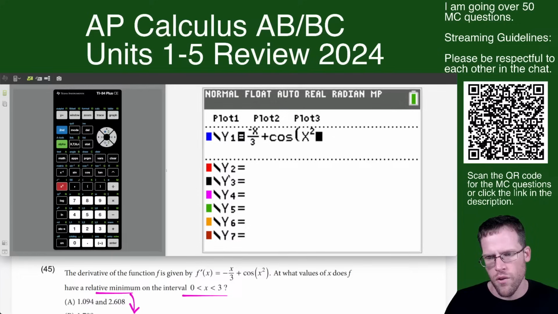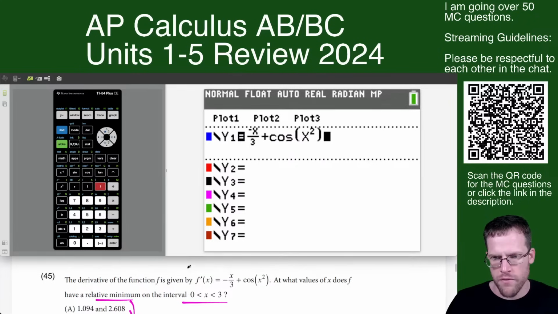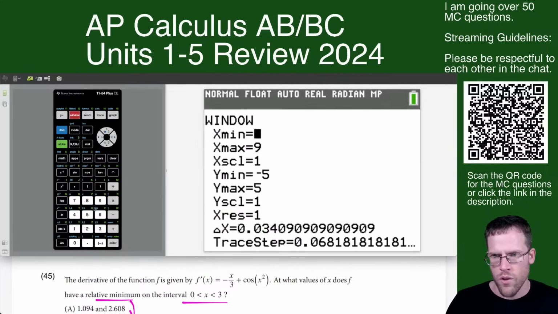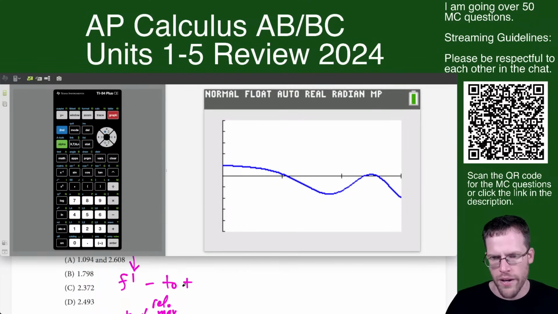Okay, although they put the minus in front, it's the same thing. It's going to give you the same value. So here is the derivative. We're going to look for where f prime changes from negative to positive. So window, we're going from 0 to 3, and I'm going from negative 5 to 5. So now I just press graph. And remember, I'm looking for where the derivative goes minus to plus.